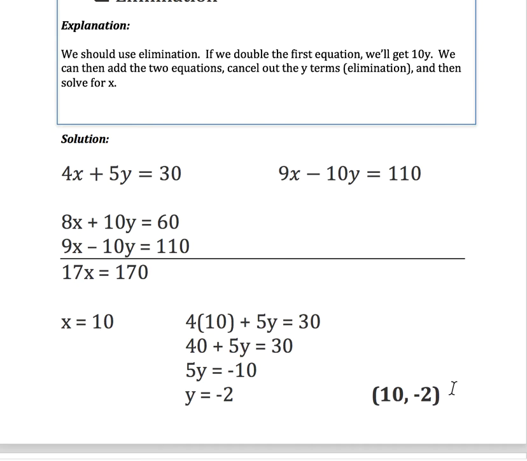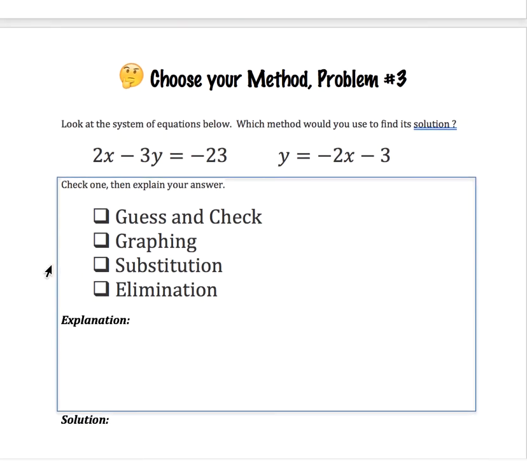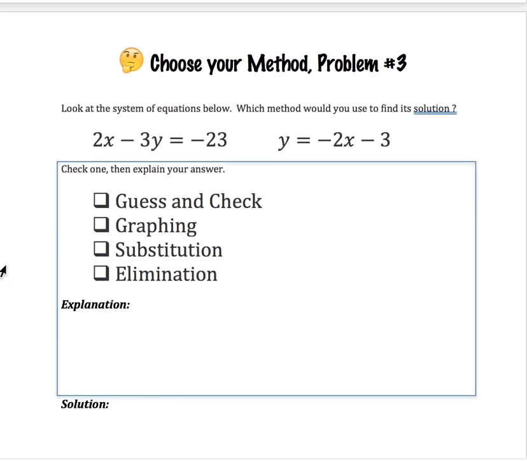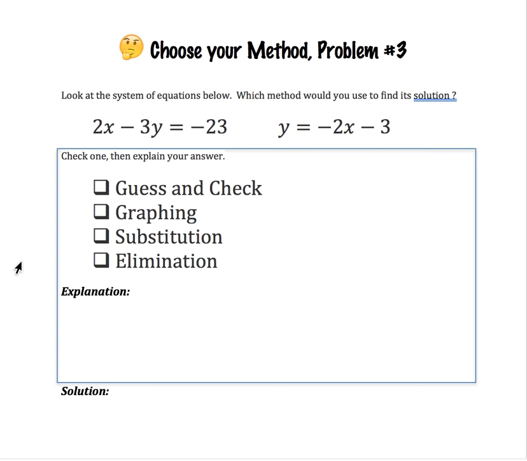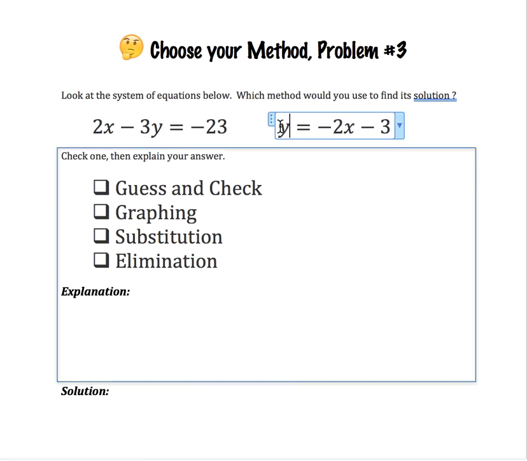All right, our final example, problem 3. Look at the system of equations below. Which method would you use to find its solution? Well, we have one of the equations in slope-intercept form. So actually, we can take a look at how we would solve this with graphing. But if you notice, this second equation is solved for y. We have y all by itself on the left-hand side. So we're going to use substitution.